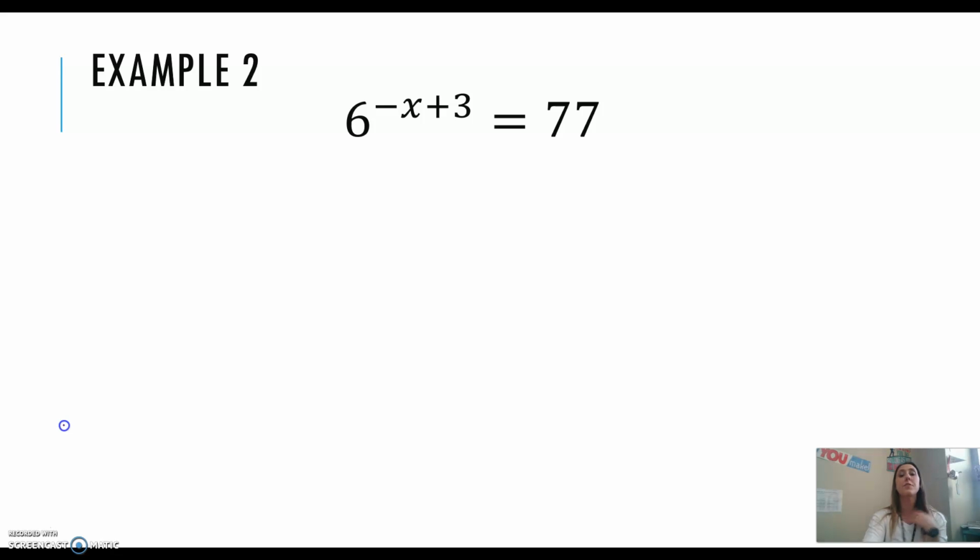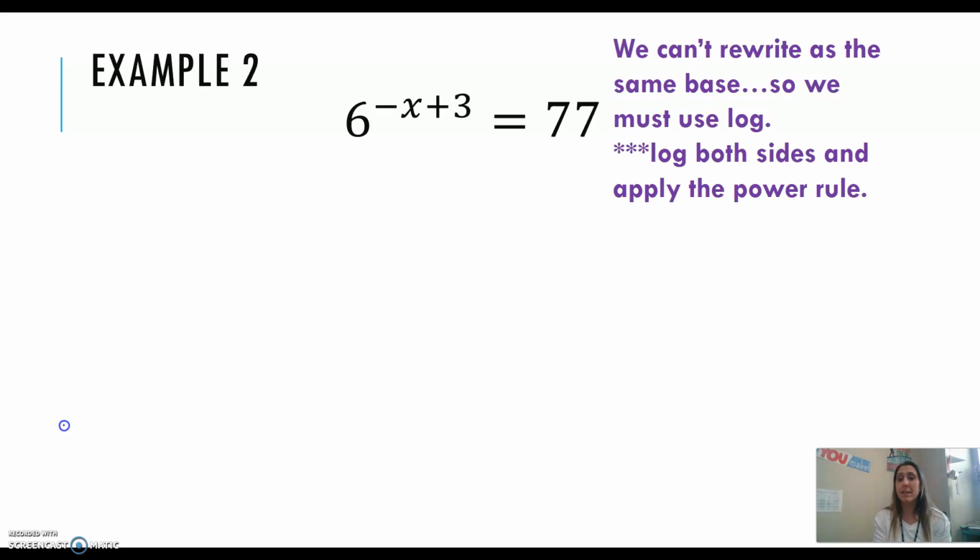All right, so the first question we always want to ask ourselves when we have an exponential is, can I rewrite these bases as the same base? So can I write 77 as 6 to any power? I don't think I can, 6 would have to be the smallest base. So I am not able to rewrite them as the same base, and since I'm not able to do that, now we're going to use log, and we're going to log both sides, and apply the power rule. So that exponent is going to go in front of the log.